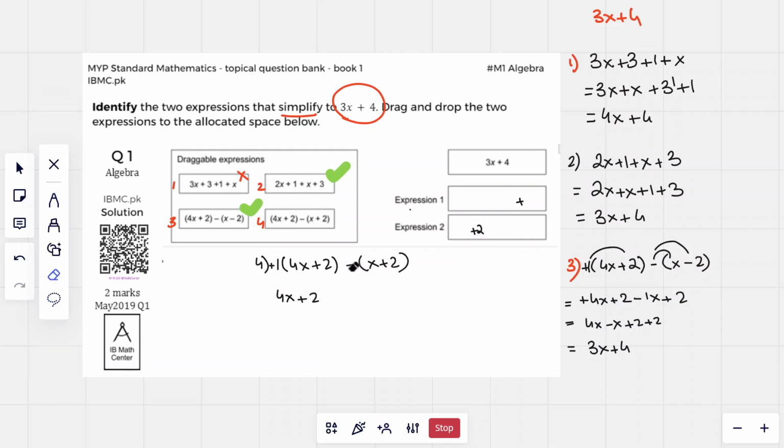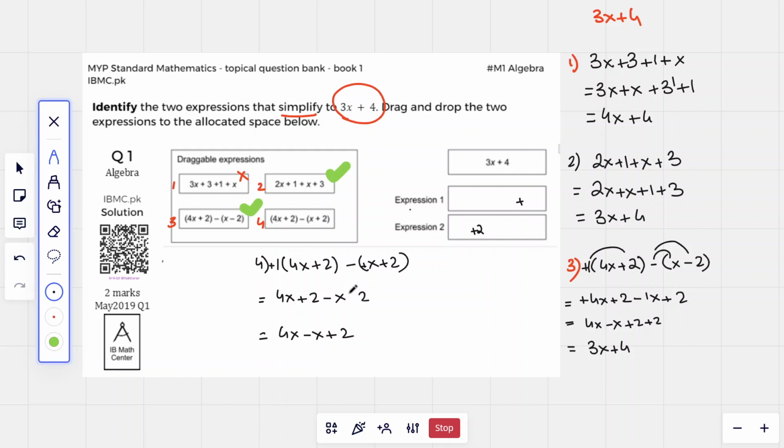So we've got a negative sign here. The signs inside would change. The sign with x was plus. Negative into plus is going to give us negative x. Negative into positive is going to give us negative 2. Bring together the like terms. 4x minus x plus 2 minus 2. 4x minus x gives us 3x, but 2 minus 2 gives us 0. Hence, this is the wrong answer.